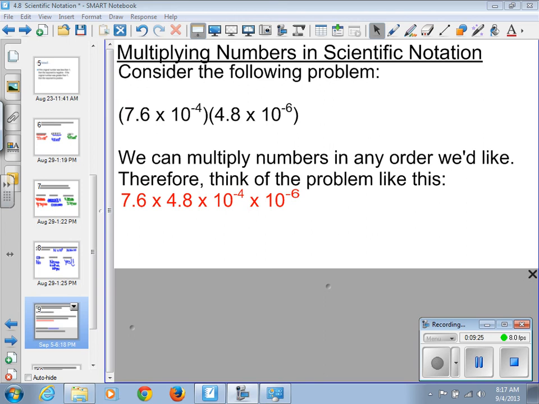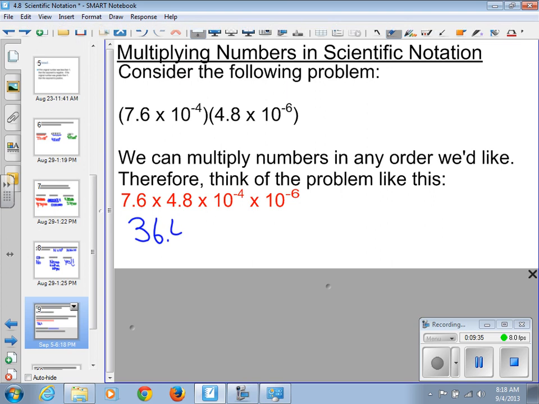We multiply our decimal terms like normal, and hopefully you have calculators and you find this answer to be 36 and 48 hundredths. And for our exponents, remember, when we multiply exponents with the same base, we add the exponents. -4 plus -6 is -10.